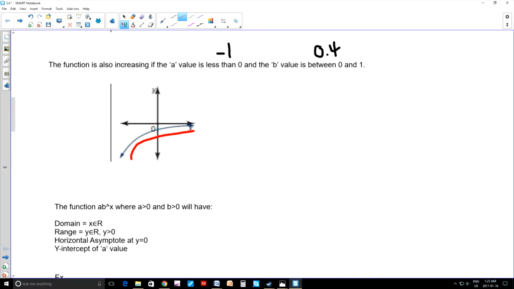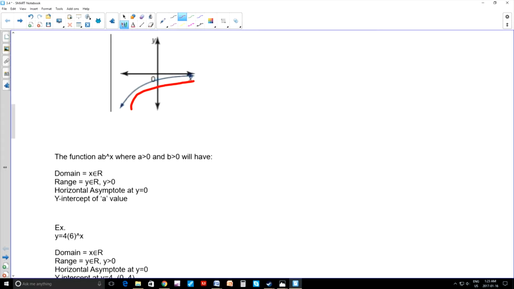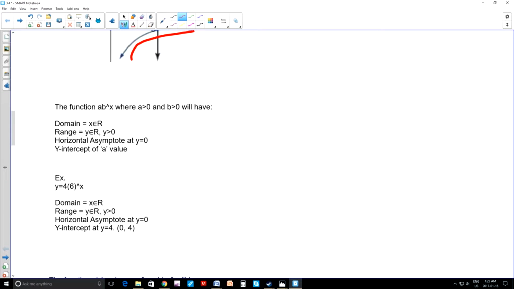The function a times b to the power of x, where a is greater than 0 and b is greater than 0, will have the domain of x in R, range of y in R, y has to be greater than 0, horizontal asymptote at y equals 0, and a y-intercept of the a value. So example, y equals 4 times 6 to the power of x. The domain will be x in R, the range will be y in R, y has to be greater than 0. The horizontal asymptote will be at y equals 0. The y-intercept will be y equals 4. So coordinate form is (0, 4). This is because we previously determined the y-intercept is the a value, and the a value is 4.